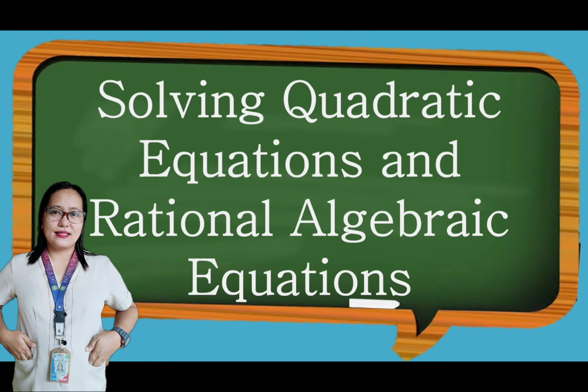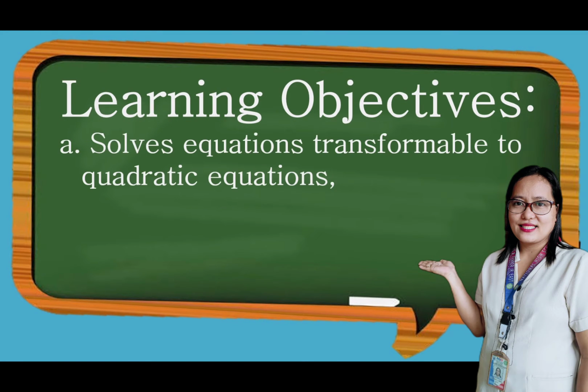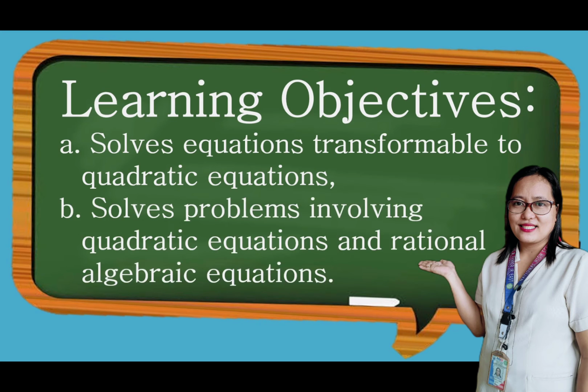So now that you already know how to get the LCM and using the square of binomials or the factoring, we can now proceed to solving quadratic equations and rational algebraic equations. Learning objectives. A. Solves equations transformable to quadratic equations. B. Solves problems involving quadratic equations and rational algebraic equations.